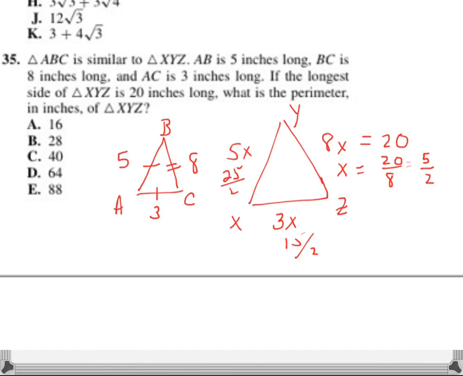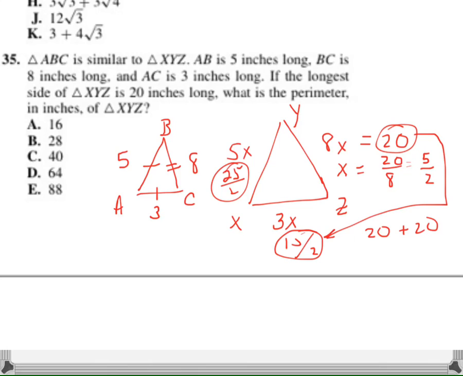So if we add up the 20, the 25 halves, and the 15 halves, 25 halves and 15 halves is 40 over 2, which is 20, and 20 plus the third side. I'm just adding up all these circled numbers here. Gives us a total of 40.